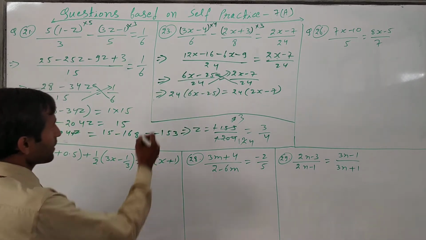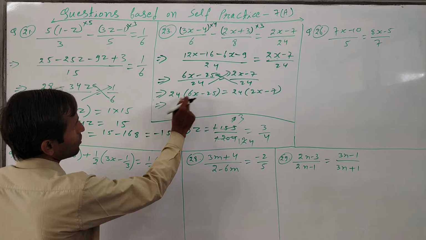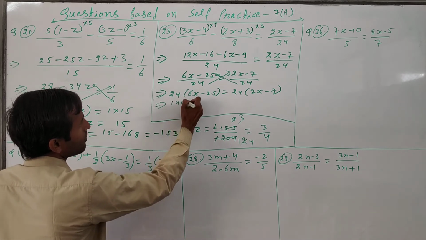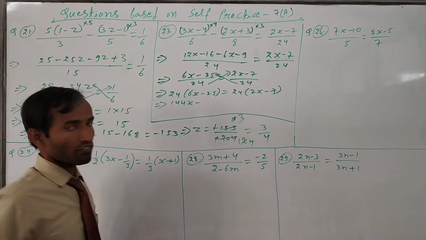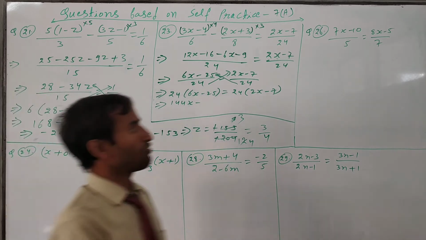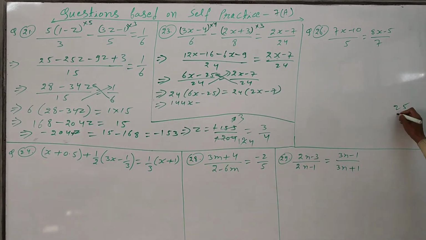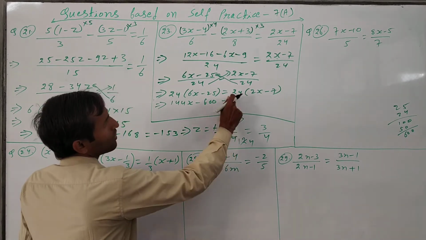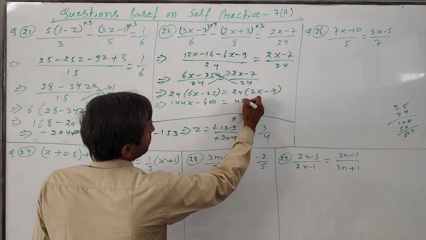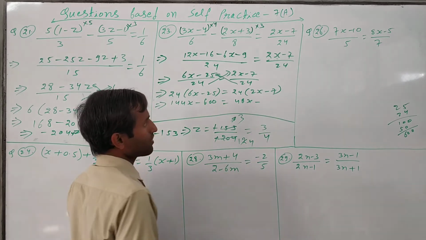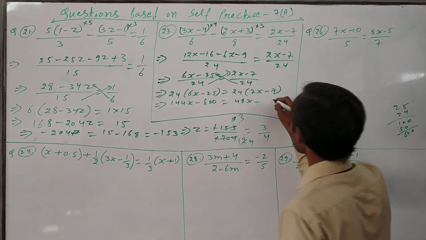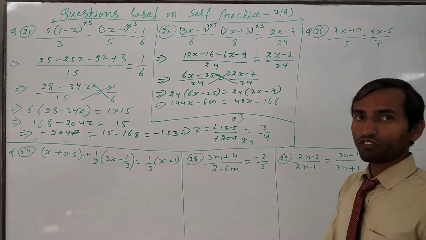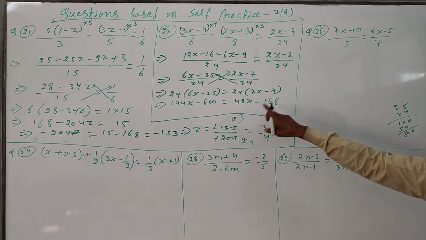Now multiply here. 24 times 6 is 144x, minus 24 into 25. How much will come? 24 times 25 is 600. So write down 600 here, minus 600, is equal to 48x minus 24 times 7. 24 times 7 is 168.